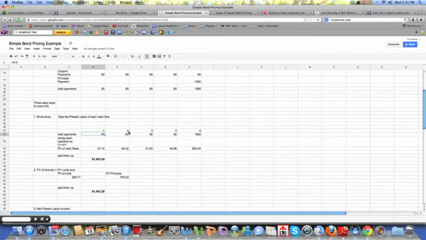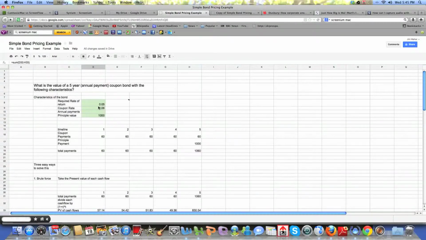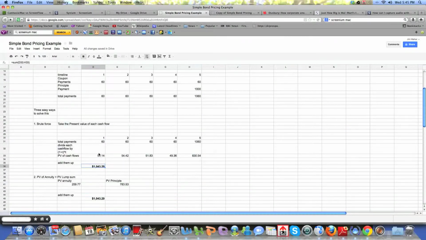Once you put them in present value terms, you can add. You cannot add before that. So you divide each one by 1 plus the required return to that year, and you add up the totals, and you get 1043.29. It makes sense because it's selling at a premium. For a premium, the required return is lower than the coupon rate.